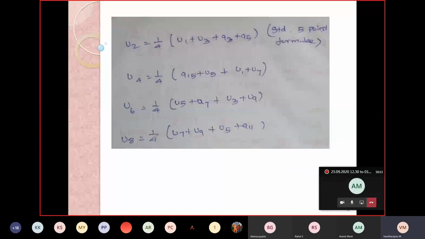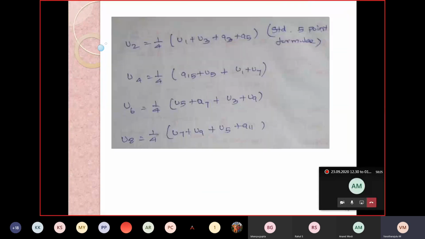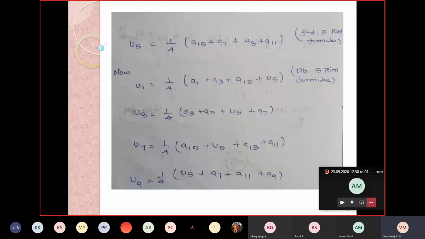This is the way that we are going to solve the problem in ordinary differential equations and partial differential equations. Any doubts? Any doubts here? Do you have any doubts over the standard 5-point formula or diagonal 5-point formula? No, sir. No. Okay.